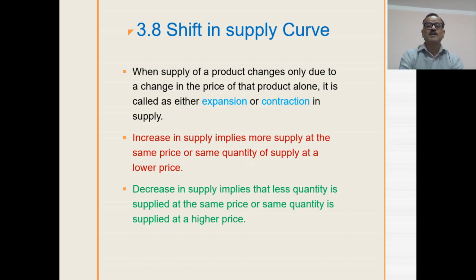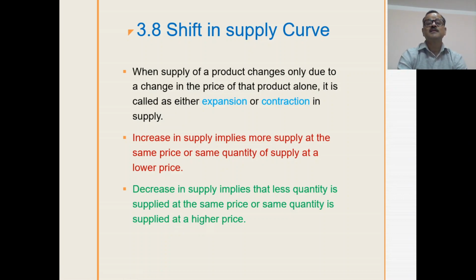At a lower price, low quantity would be supplied. But here, what happens? Price remains constant. Other factors are operative. Here, exceptional cases function. Other determinants function. So the supply curve may shift in the non-price case. Increase in supply implies more supply at the same price or the same quantity of supply at a lower price. Decreasing supply implies that less quantity is supplied at the same price or the same quantity is supplied at a higher price. So this is the shifting case.